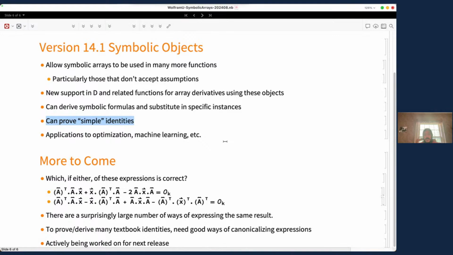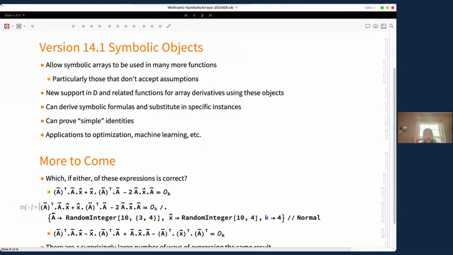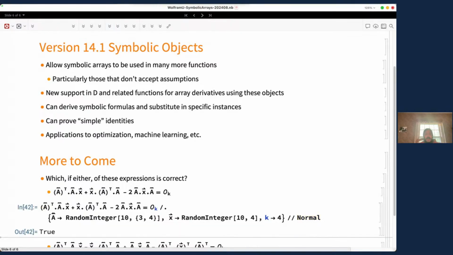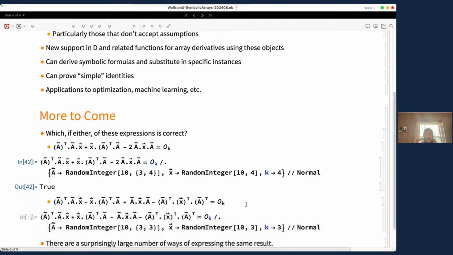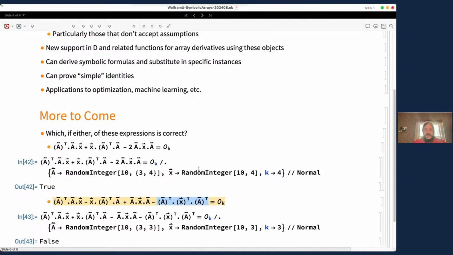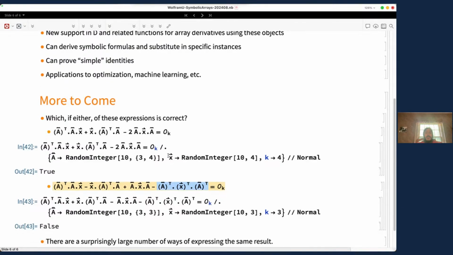And as just a little teaser, which of these two proposed identities is correct, if either? Well, if you are able to instantly tell the answer, then you're smarter than I am. I actually had to work this out. This first thing is actually true. And the second one is actually false, even though it looks more likely to be true. But in fact, if you work through it carefully, this term is not even well defined if the matrix A is not square.